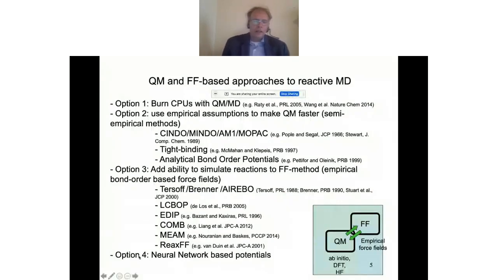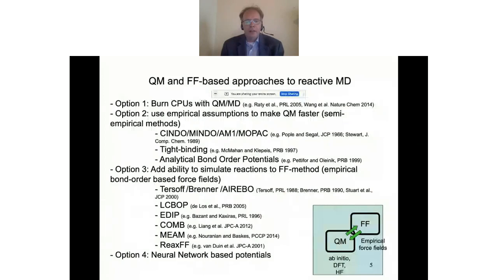Now, recently, over the last 3, 4 years or so, another option has begun to emerge in this particular area, which are essentially neural network-based potentials, so machine learning-based potentials that don't have a fixed functional form, but that have indeed a capability to run both non-reactive and reactive molecular dynamics.